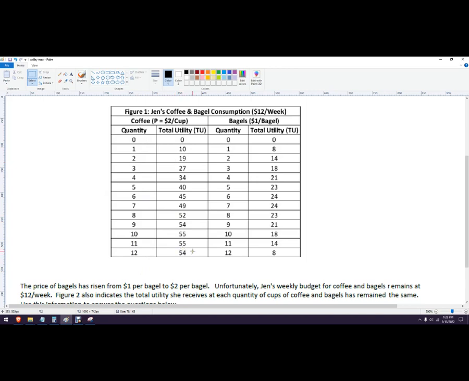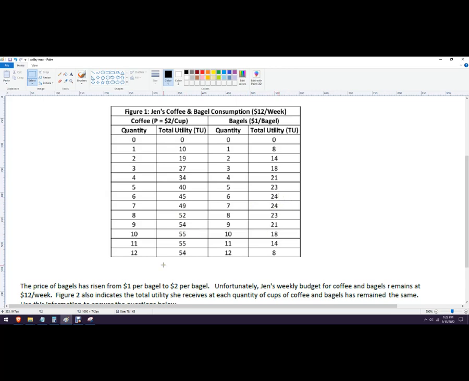You can see after 11 bagels, she gets totally stuffed and has sort of disutility. She doesn't like to eat more of those. And then over here, oh, that was coffee. Sorry, she can get really jacked up on coffee. Over here, the bagels, the seventh bagel is equal to the sixth bagel.